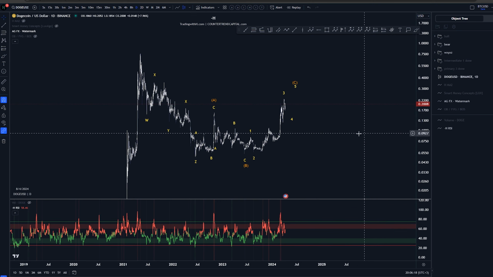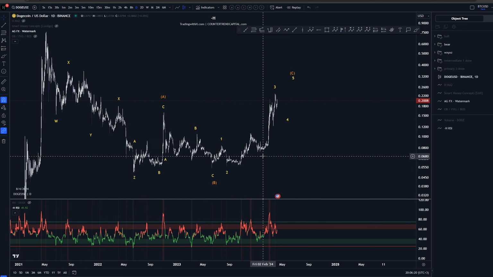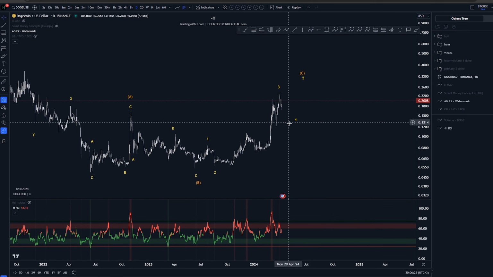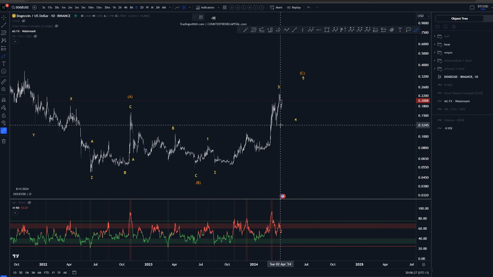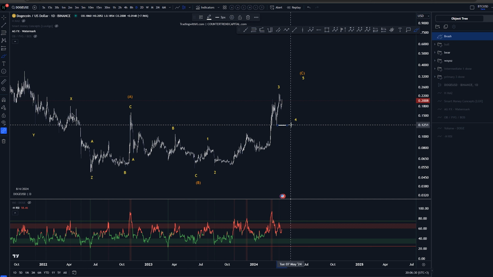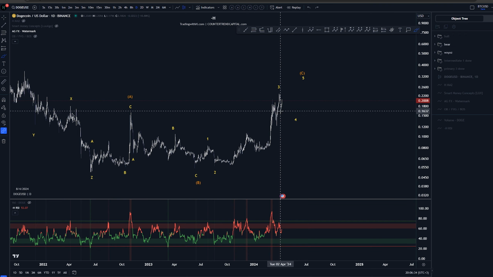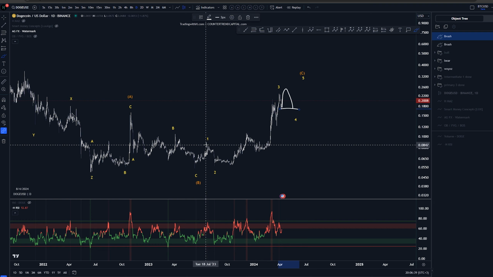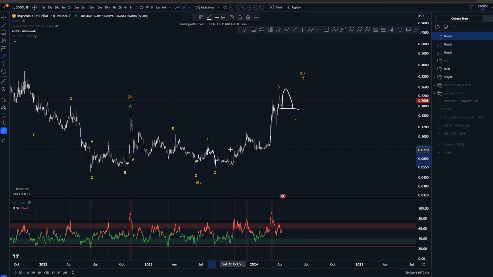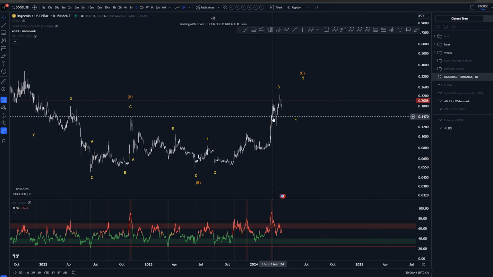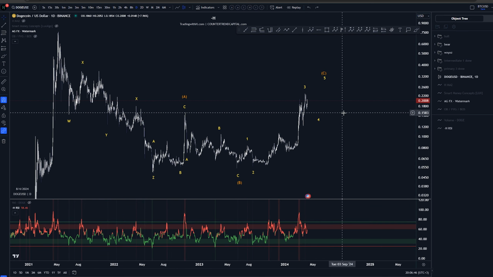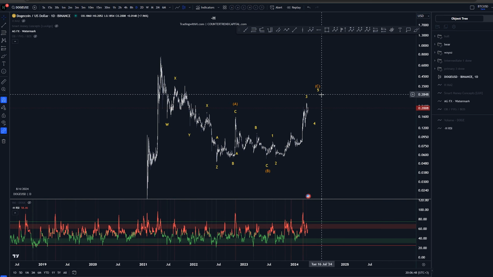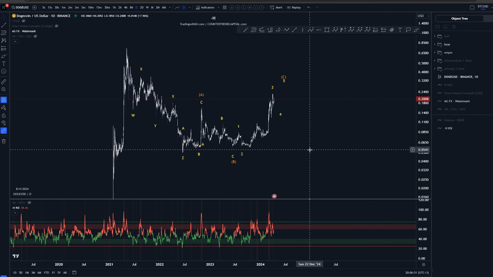So again, C wave targets, a couple of different ones, but I'm not quite sure if this wave 4 is yet done. That's why I'm expecting it to still hold these previous lows of around 12 cents. We can create something like this, which would be the preferable way, creating a flat here, and again, because this previous structure here was a zigzag. So that kind of structure here and one more high would be my preference, which I think is the most likely at the moment.